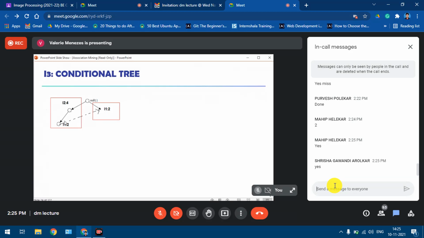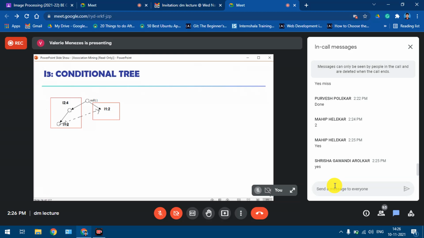Now, why have I drawn this dotted line from I1 to I1? Students, I just want to bring this to your notice. In an FP tree, if the same node, here I1, is there on different branches, then all the same nodes on different branches are connected together with dotted lines. I1 is on this branch and I1 is on this branch, so since they are the same node, they are connected with dotted lines.